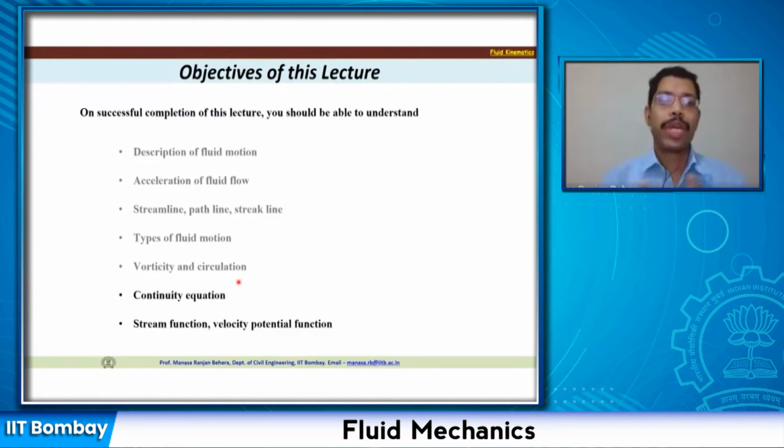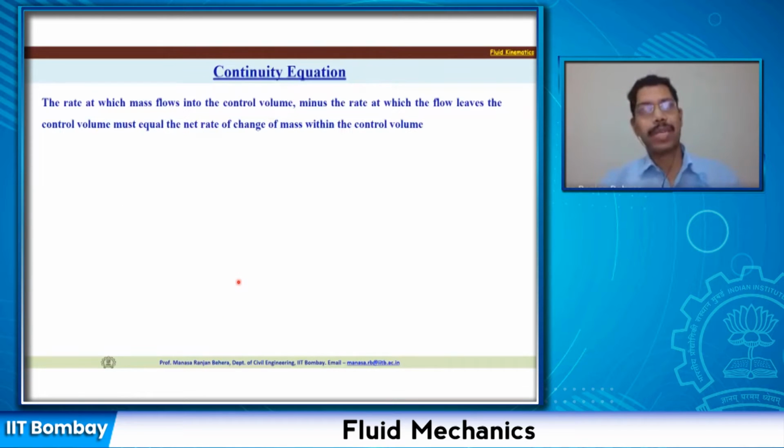So, in today's lecture, we will be able to understand the derivation of the continuity equation and some of the concepts of stream function, velocity potential function, as well as the combination of stream lines and velocity potential lines or equipotential lines, which gives you the flow net. Okay, so looking at the first one, that is the continuity equation.